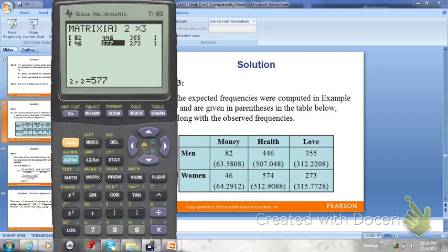Oops! I just realized that the chi-squared test statistic was 37.5, and when we did it by hand, it was slightly smaller than that. So I realized I entered one of the data wrong. Go back into your matrix and check. So 82, 446, 350. Yeah, that should have been 574.